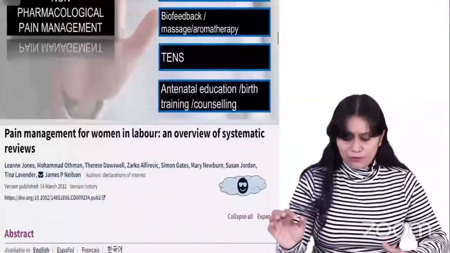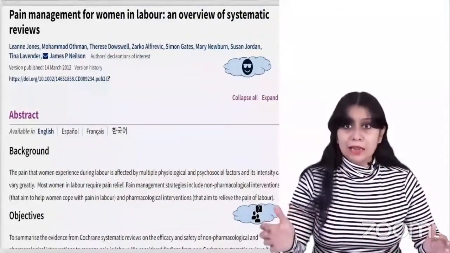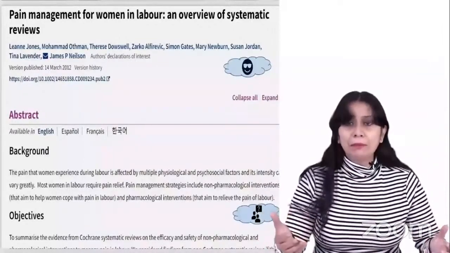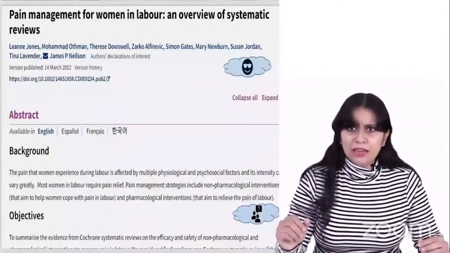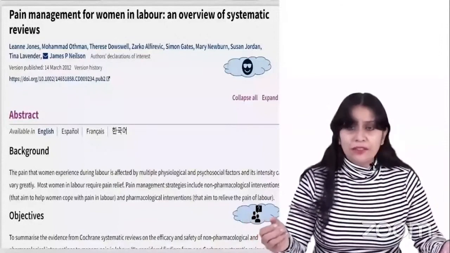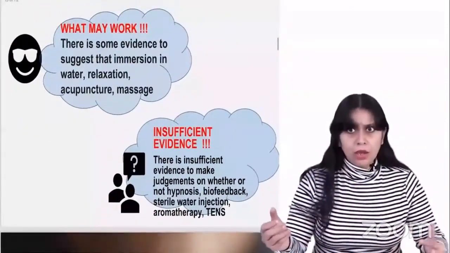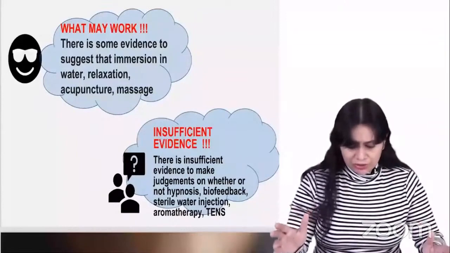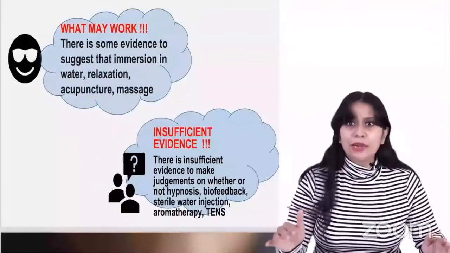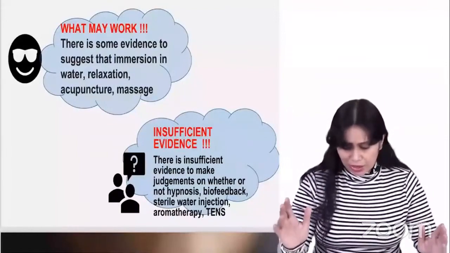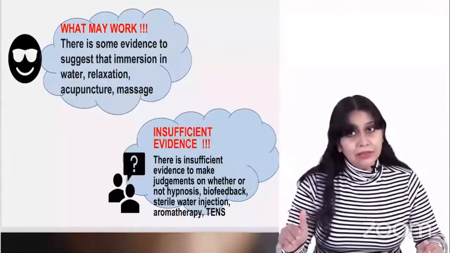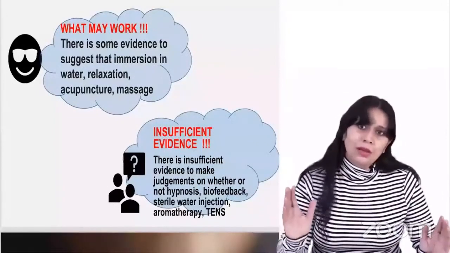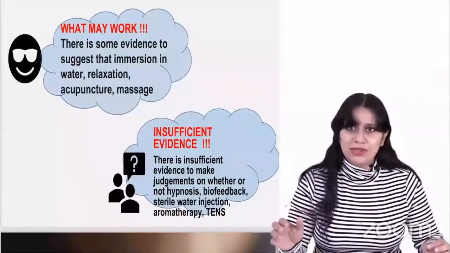Now, in 2012, a Cochrane systematic analysis was published, which evaluated all the different modes of non-pharmacological technique, and they determined what may work and what techniques have insufficient evidence. So what may work according to this large-database Cochrane analysis? Water immersion, relaxation technique, acupuncture and massage have some role in ameliorating the labor pain. But hypnosis, biofeedback, sterile water injection, TENS and aromatherapy don't have sufficient evidence to substantiate their role in labor analgesia.